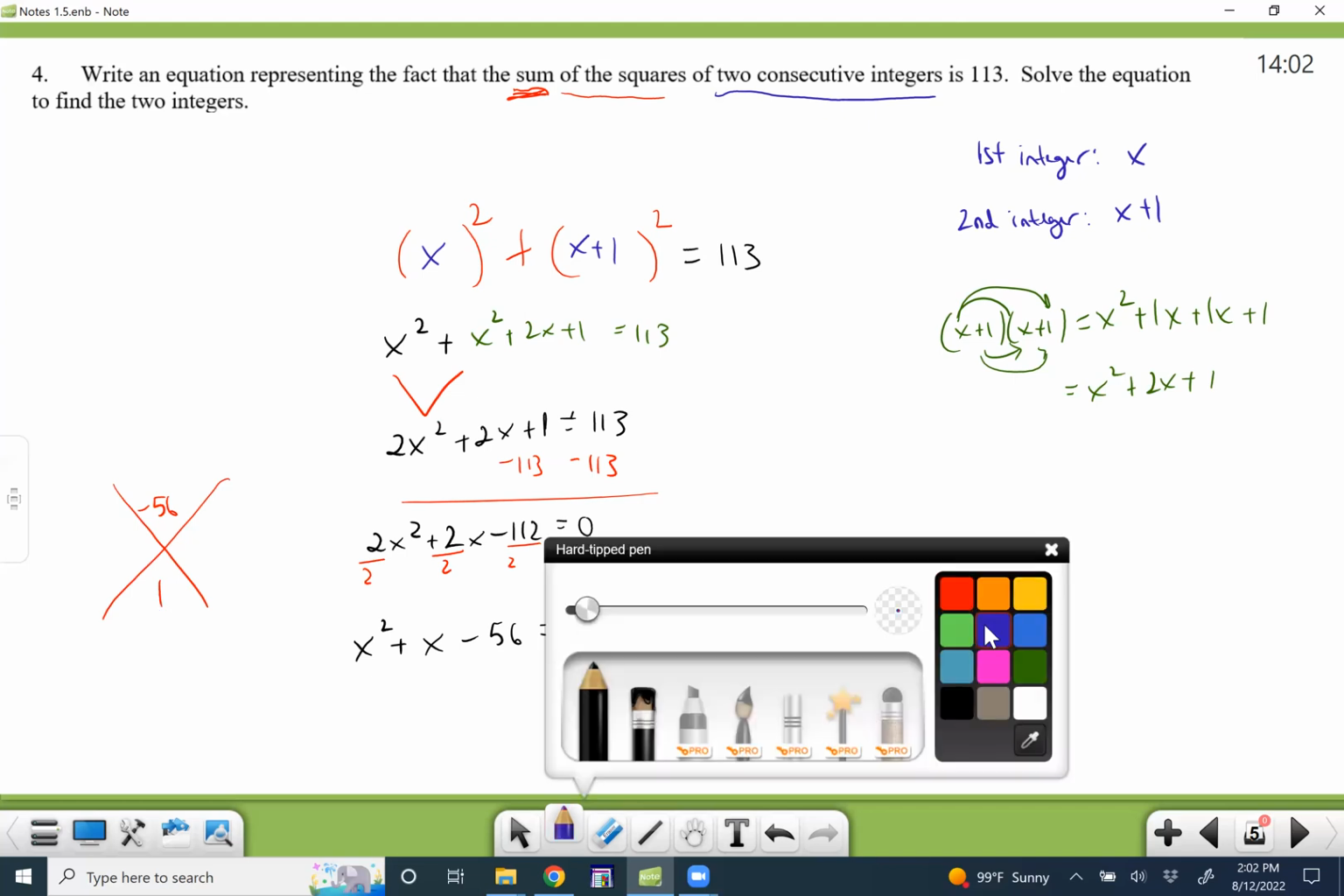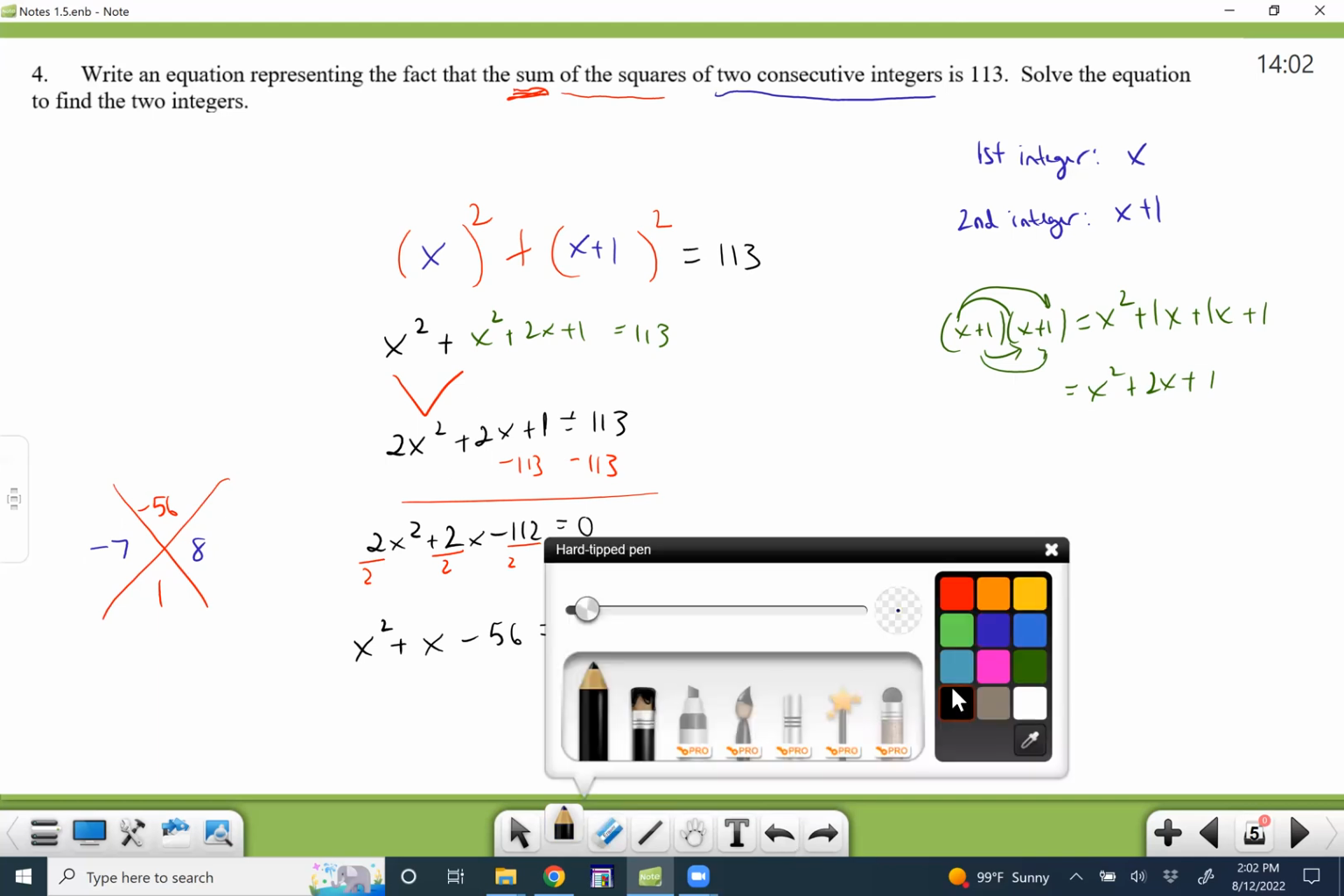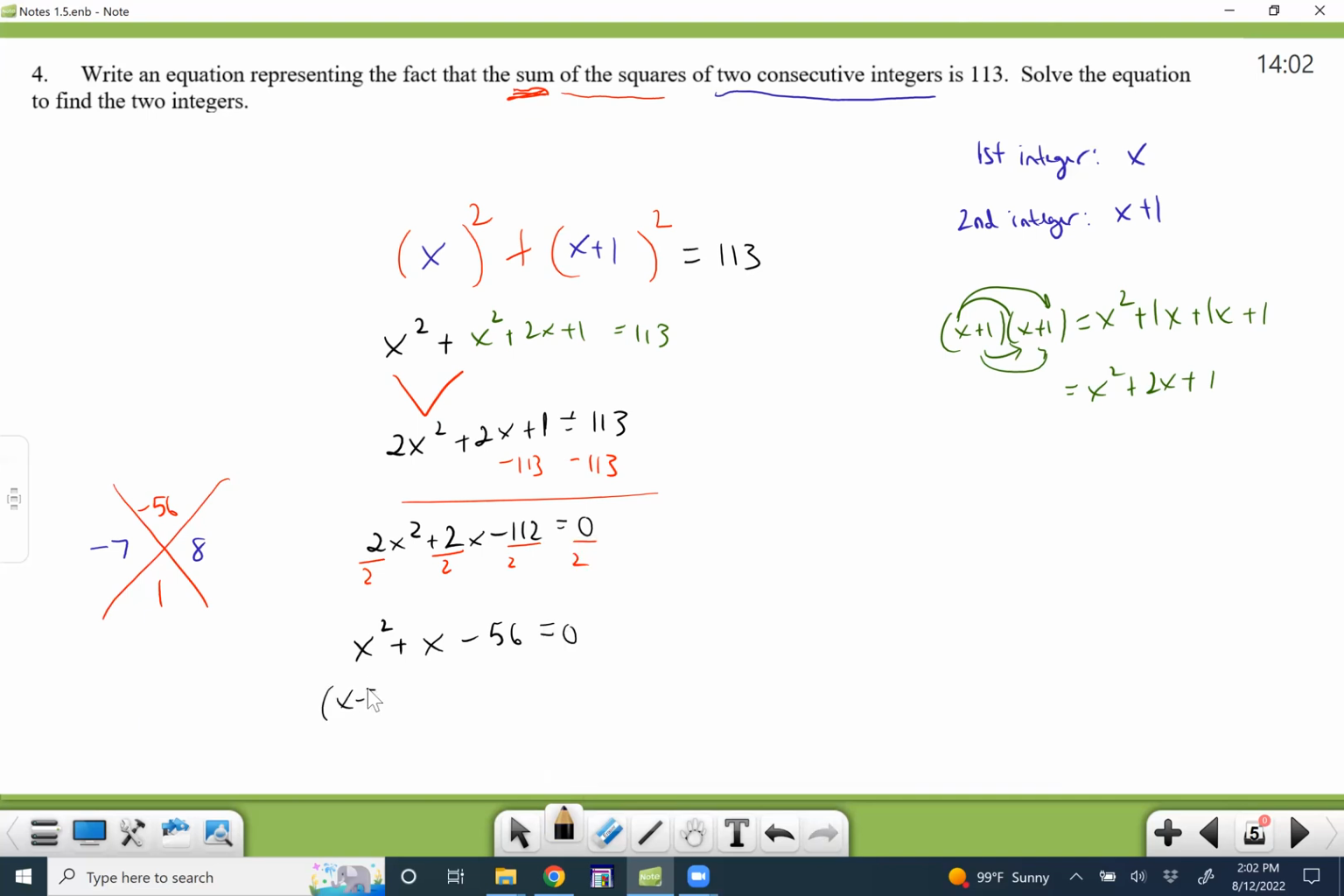I know it's got to be some kind of 7 and 8. Since it's a positive 1, we'll put the negative on the 7. That way, when you add these two together, you get a positive number. So in the parentheses, it's going to be x minus 7 and x plus 8. So when you set them equal to 0, you get 7 and you get negative 8.